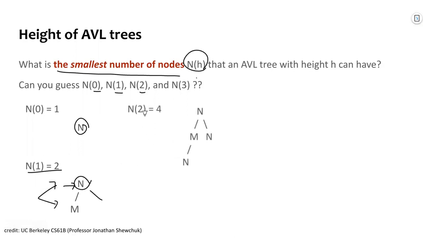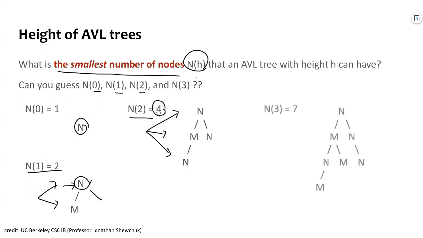And in the case of H2, we need to have 3 levels like this, and to balance each node so that the height difference between left and right does not exceed 1 is using this configuration. So in this way, we need to have at least 4 nodes. And in the case of H3, the answer is 7. So other than this configuration, there is no other way to construct an AVL tree.